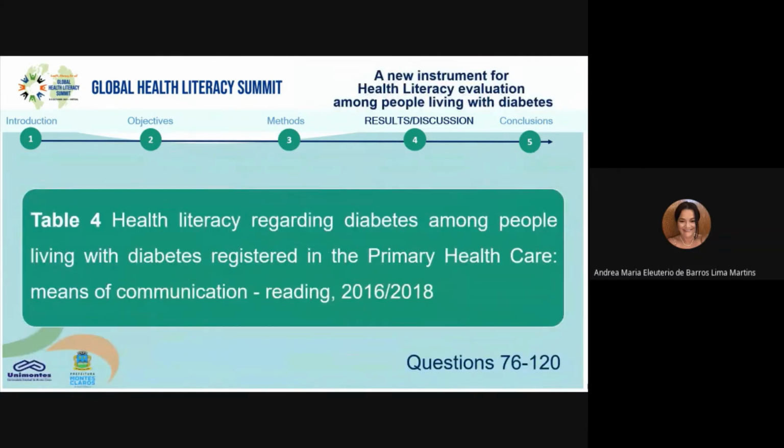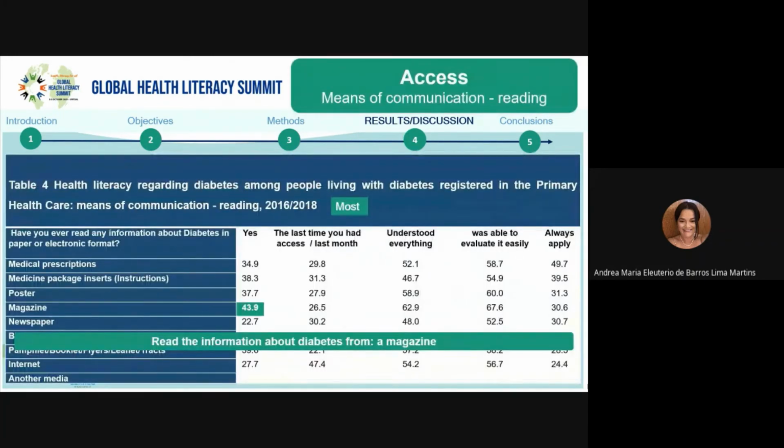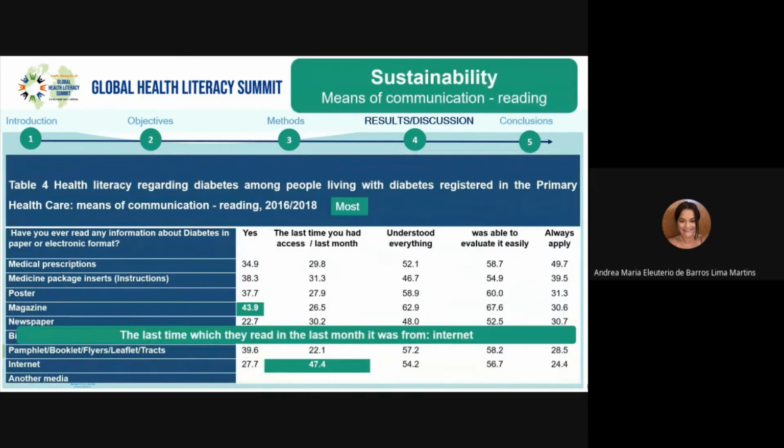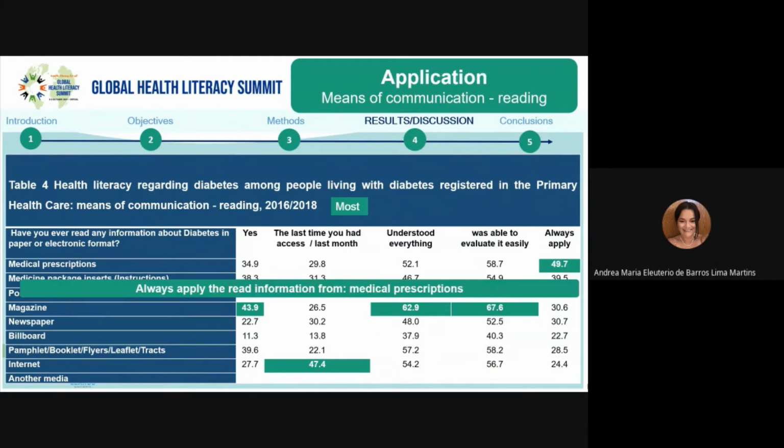Table 4, means of communication, reading. Most read the information about diabetes from a magazine. Most, the last time which they read in the last month, it was from internet. Most understood everything and was able to evaluate the read information from a magazine. Most always apply the read information from medical prescriptions.